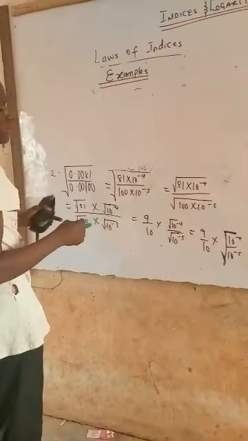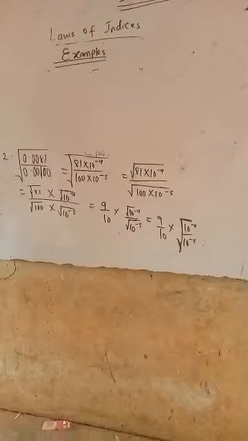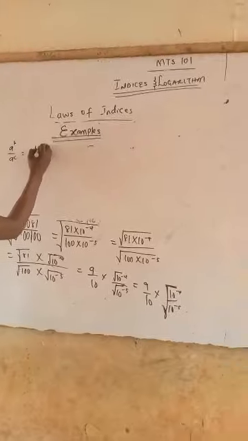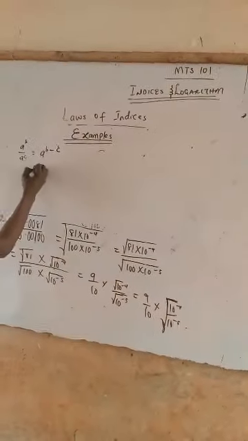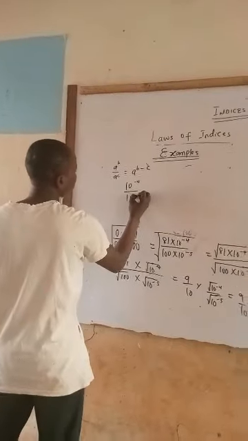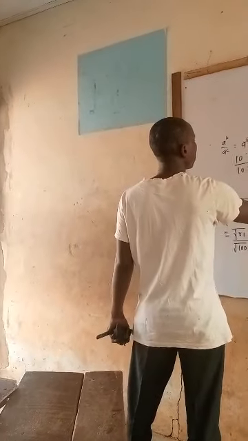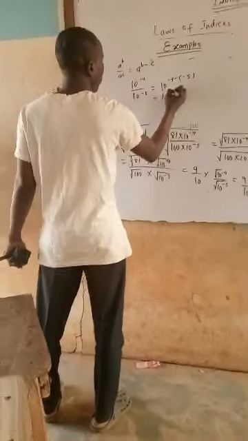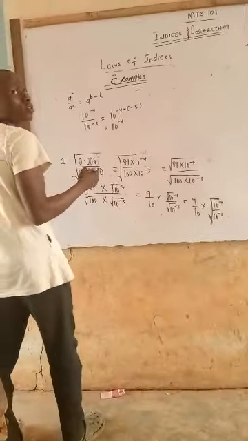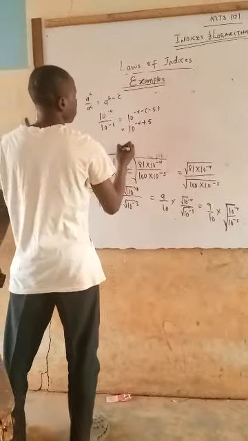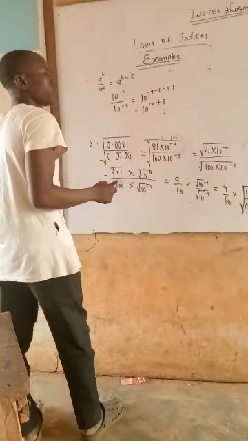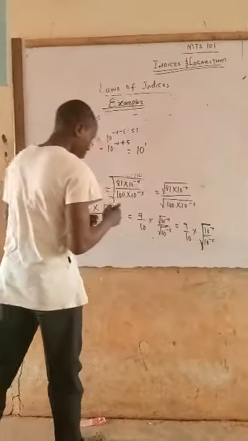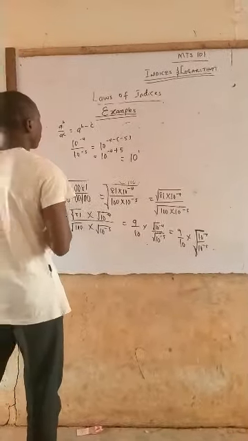Then, using the second law of indices, we have a raised to the power of b over a raised to the power of c is the same thing as a raised to the power of b minus c. Then 10 raised to the power of minus 4 over 10 raised to the power of minus 5 is the same thing as 10 raised to the power of minus 4 minus minus 5. So you have 10 raised to the power of minus 4, minus times minus will give us plus 5. Then minus 4 plus 5 will give us plus 1. So I have 10 raised to the power of 1.